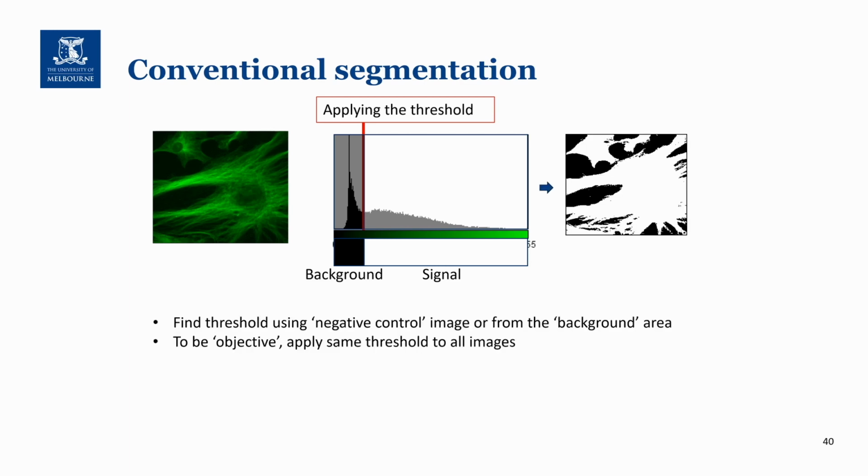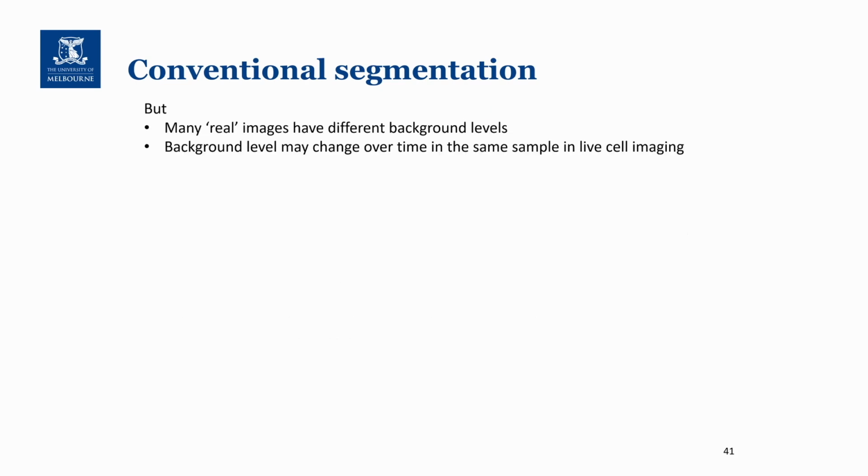You can also find the threshold using a negative control image or from the background area in the image itself. However, to be objective, you should really apply the same threshold to all images. However, many real images have different background levels, and the background level can change over time or even in the same sample in the case of live cell imaging.